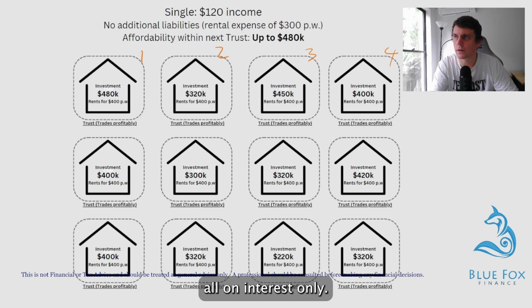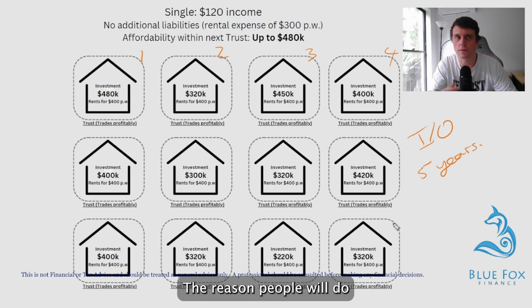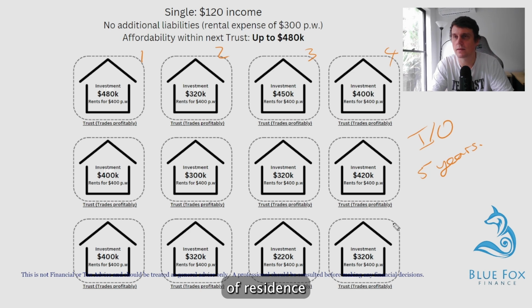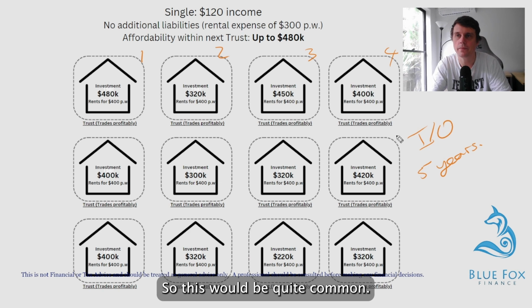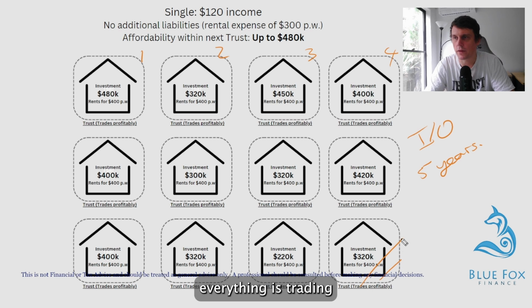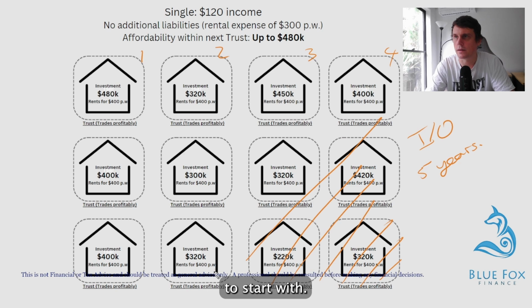You might put them all on interest only for 5 years. That's quite common. The reason people will do that is, 1, increase cash flow so that you can purchase more investments, pay down your principal place of residence, and also so that the trust is considered profitable or able to meet its commitments sooner so that you can keep buying properties. So this would be quite common. However, if you do the math and everything is trading profitably on interest only, which is probably what you are doing to start with, then everything's happy.